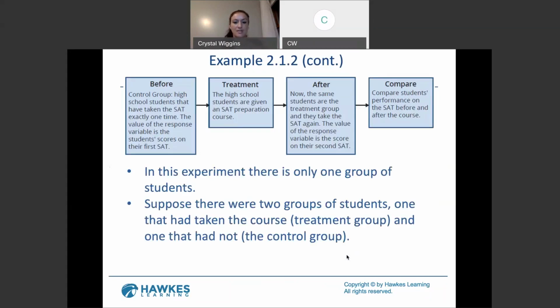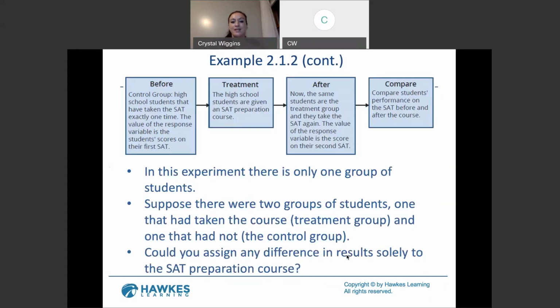And that's pretty much what this is saying. Okay. Could you assign any difference in results solely to the SAT prep course? Well, I mean, you still have the issue that if this was the first time that they took the SAT as the control group, then maybe they needed to get their jitters out of the way. And the second time, they would have naturally done better because they're not as nervous this time. So there are still some variables that would need to be worked out.